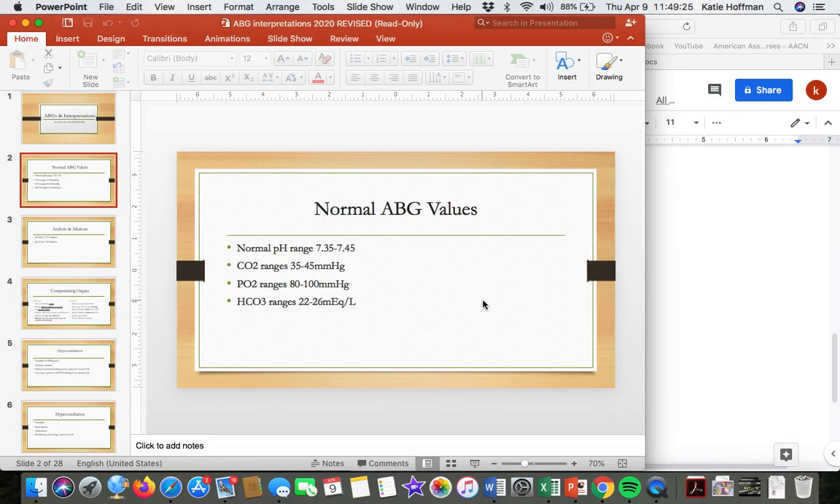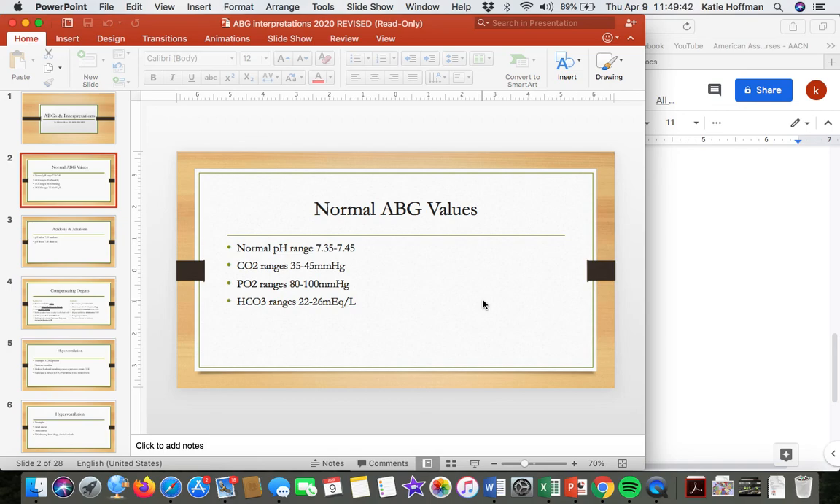So just really quickly, we'll leave this slide up while we talk about this. Your normal ABG values: your pH is going to range from 7.35 to 7.45, your CO2 between 35 and 45, and then your bicarb from 22 to 26.